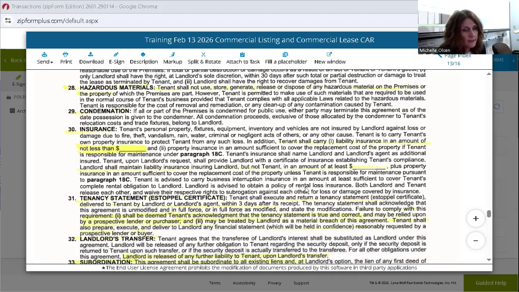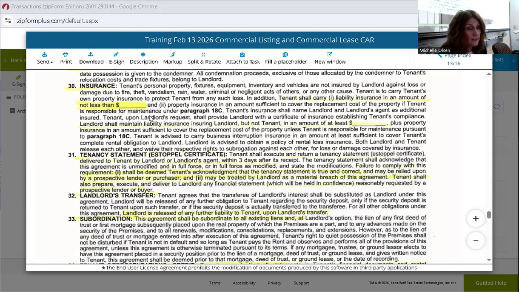I don't fill in what the landlord is going to maintain as their liability insurance. I just don't fill it in, but I'm going to make sure that I hit the tenant one because it's really important, because that's where you're going to get your certificate of insurance. Okay. So we have to protect the lessor and the tenant.